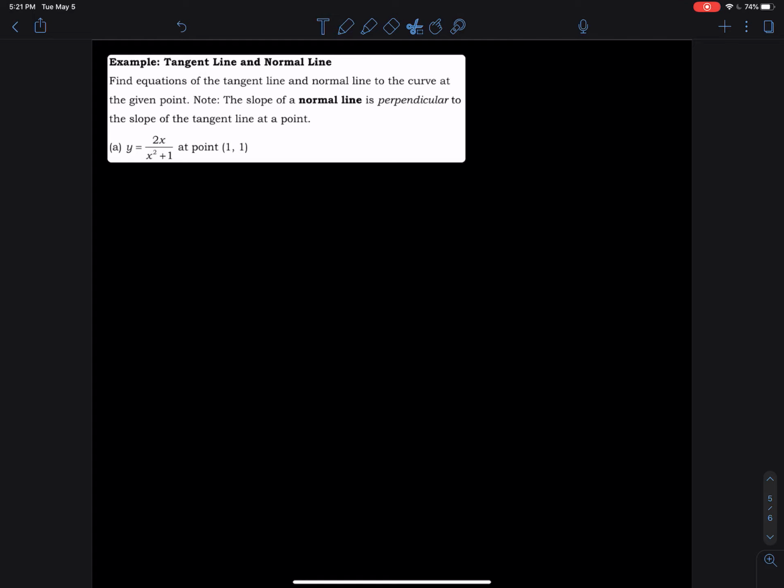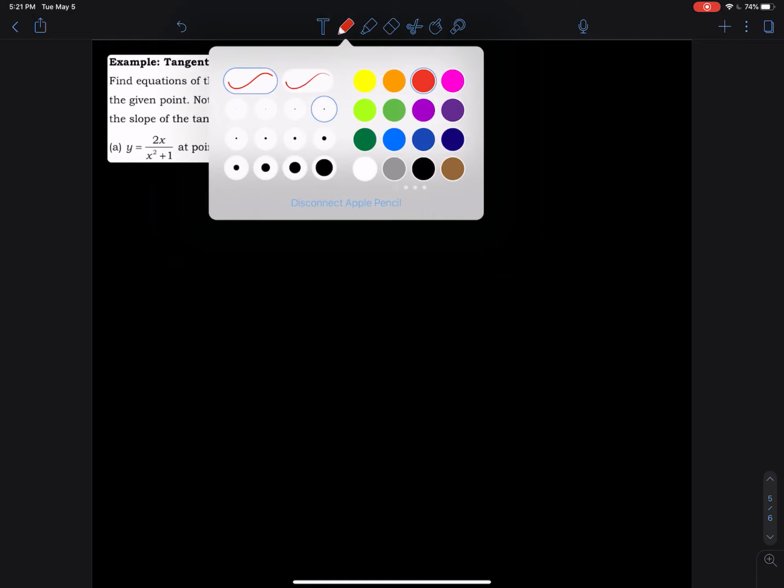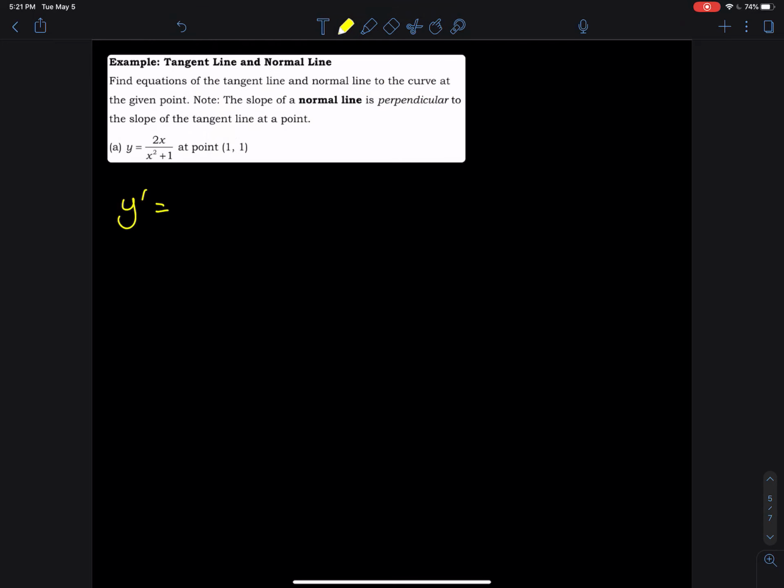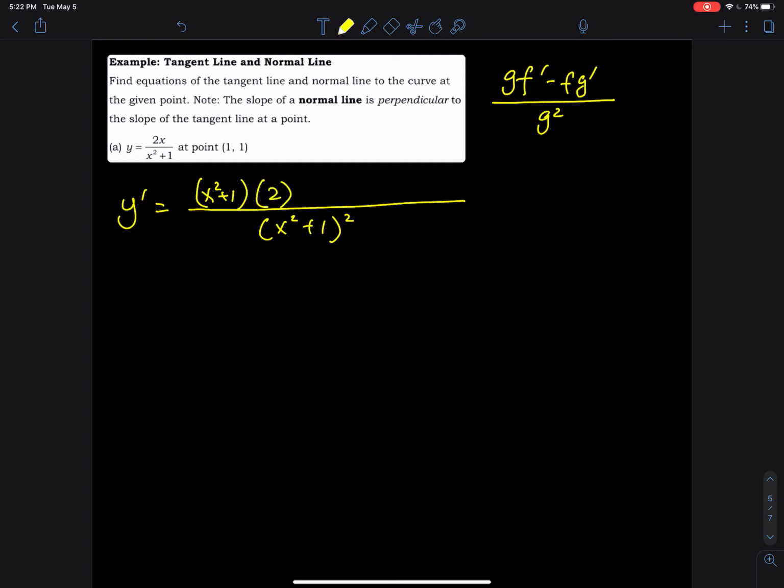So let's go back to the problem. We need the derivative, right? So let's go ahead and find the derivative. So y prime equals... this is a rational function. That means we need the quotient rule. What is the quotient rule? The quotient rule is g f prime minus f g prime, divided by g squared. So we have (x squared plus 1) squared. For g f prime, copy the denominator first, times the derivative of the top, which is 2, minus f and then g prime, so that is 2x plus 0. All right, so that is the derivative.